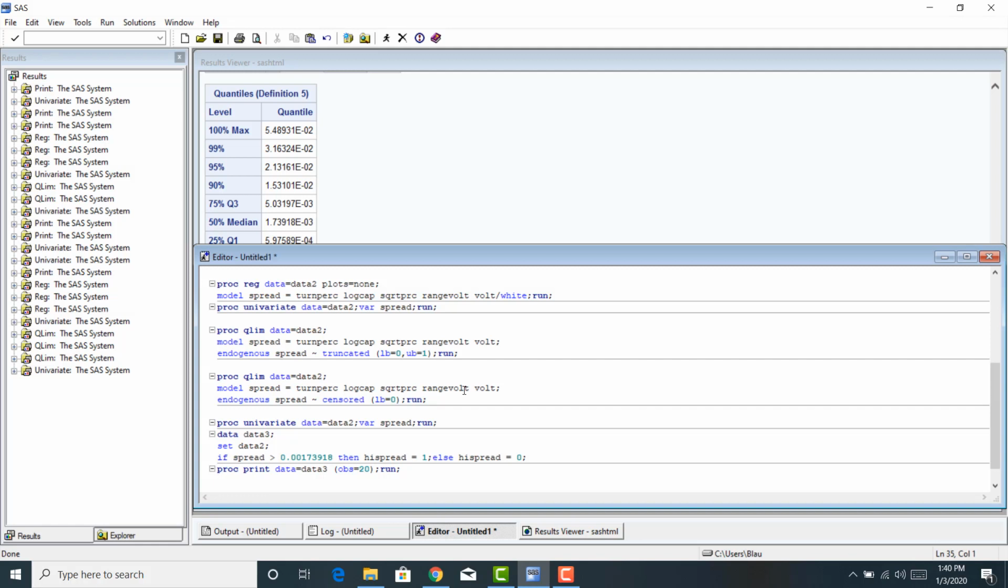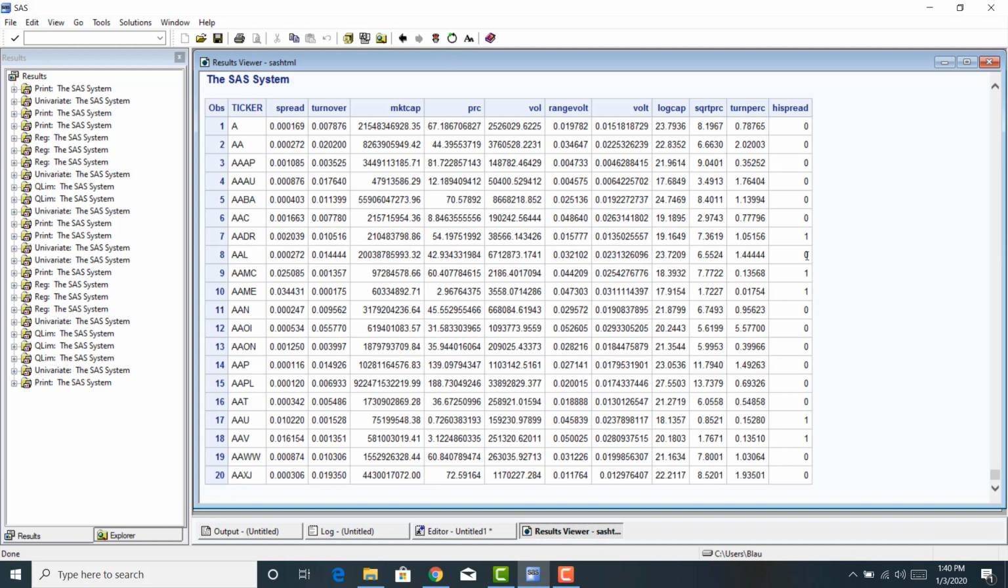Again, this isn't telling us anything very interesting, but what I want to do is show you how to estimate logistic regressions or Probit models with limited dependent variables or a dummy variable on the left-hand side of the equation. So when I run this, you can see that now I have a variable called high spread, which is 0 for any spread that's below the median, 1 for any spread above the median.